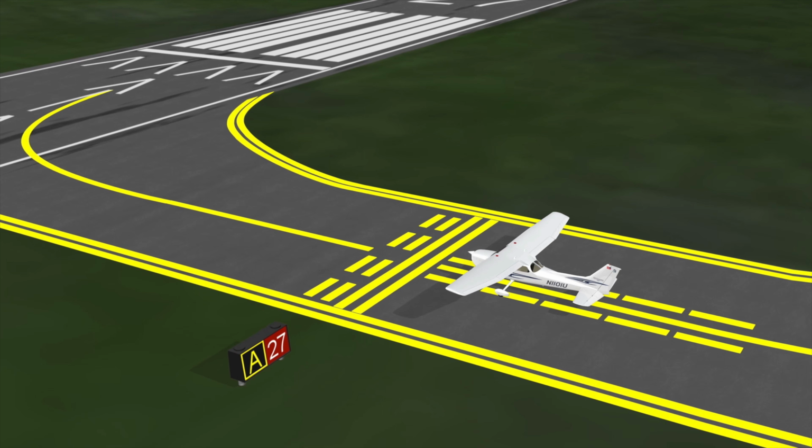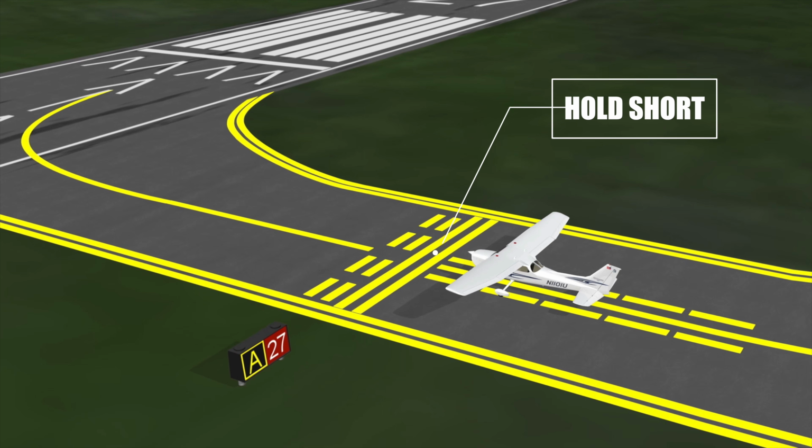Well, there's another reason why that plane came to a stop, and those are the yellow lines that are directly in front of it. Now those lines are called hold short lines, and you'll know that it's a hold short line because it will have two solid yellow lines and two dashed yellow lines. What this means is that any aircraft on a taxiway approaching a hold short line must come to a stop or hold before crossing.